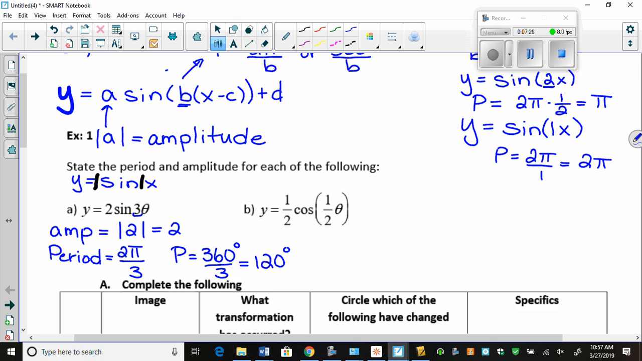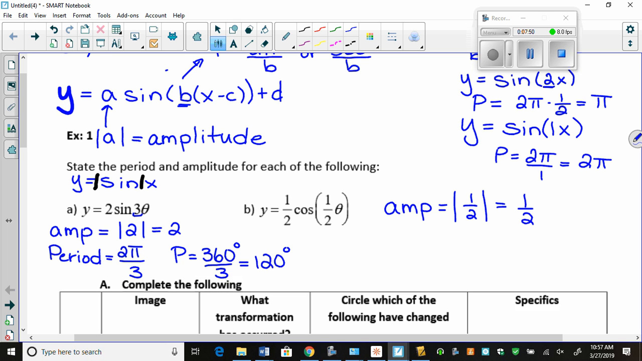So what's the amplitude of this one? It's the absolute value of a half. So it's still a half. So that means normally it'd be 1 up and 1 down. Now it's only a half up and a half down, right? So it's vertically squished. Not stretched, but we still stay stretched.